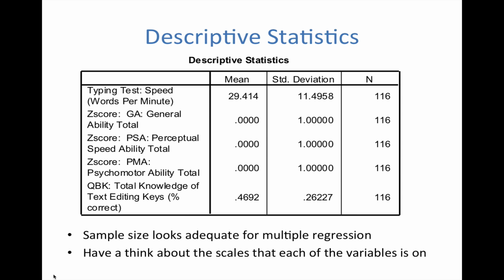So we've got these variables. It's good to take note of the metric so that we can interpret the unstandardized coefficients. So typing speed is in words per minute. That's pretty intuitive, 29 words per minute. I don't know what people's typing speed is in this room, but a good speed might be 60. 30 is kind of adequate, maybe. All the ability measures have been Z-scored already. They're all standardized already. And the knowledge test is out of 100%, or it's a proportion. So people got 46% of some knowledge test correct.